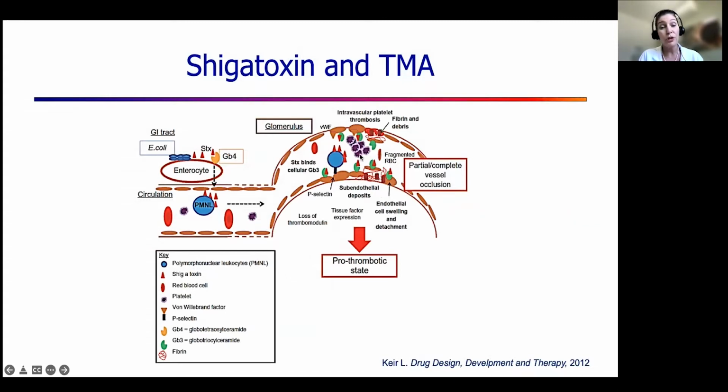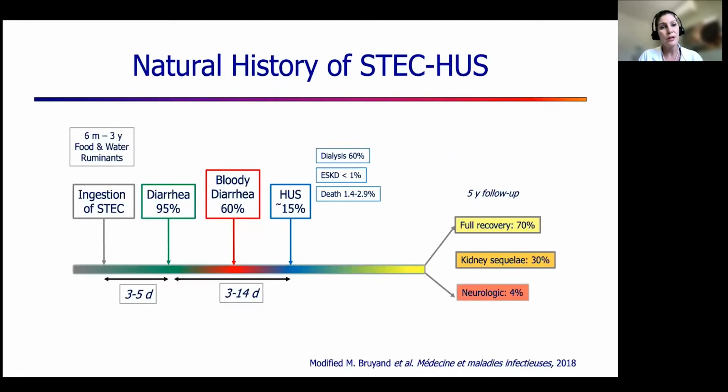The formation of a clot will drag the platelets and adhere platelets and also destroy the red blood cells mechanically, therefore generating the microangiopathic hemolytic anemia with schistocytes on peripheral smear, low haptoglobin, elevated lactic dehydrogenase, and also organ injury. Most commonly, the kidney is severely involved. This is the natural history of patients with STEC. Usually there is the ingestion of the contaminated food.